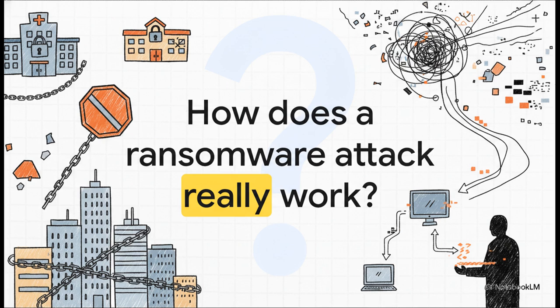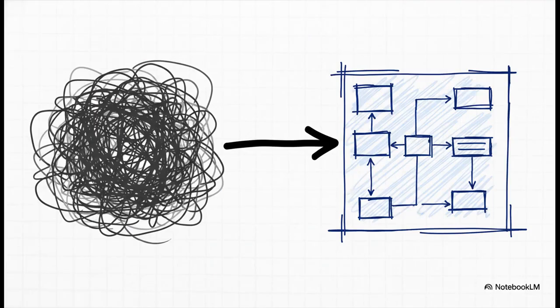Is it just some random digital explosion, or is there a plan? Well, the answer is it's not chaos, not even close. A modern ransomware attack follows a super structured plan, like a blueprint for digital crime. And honestly, understanding that blueprint is the very first step to beating it.